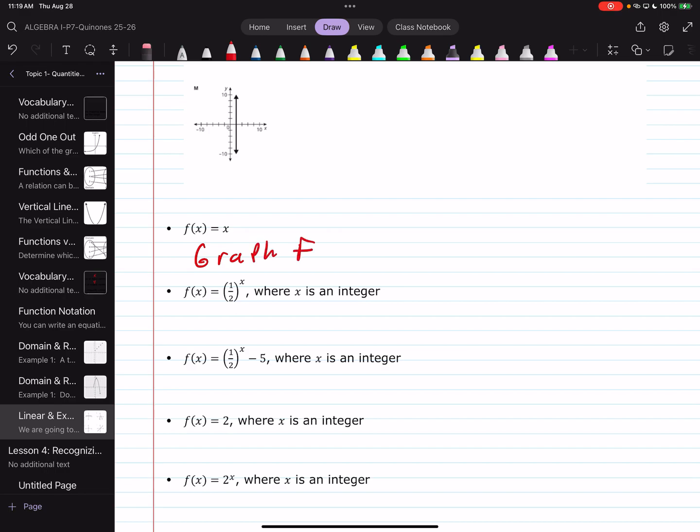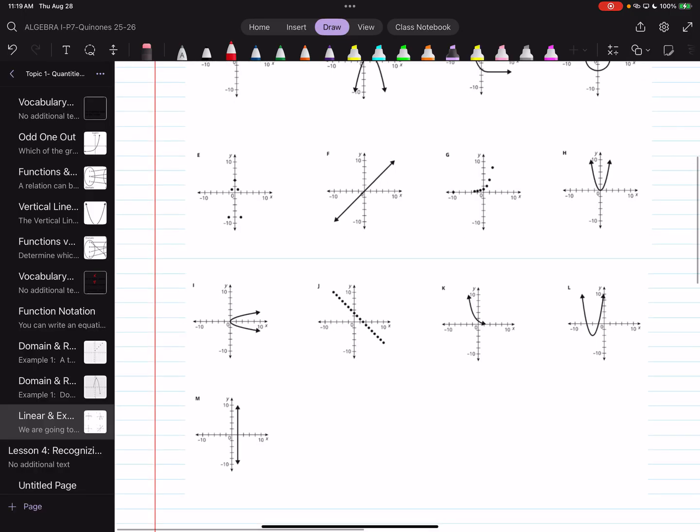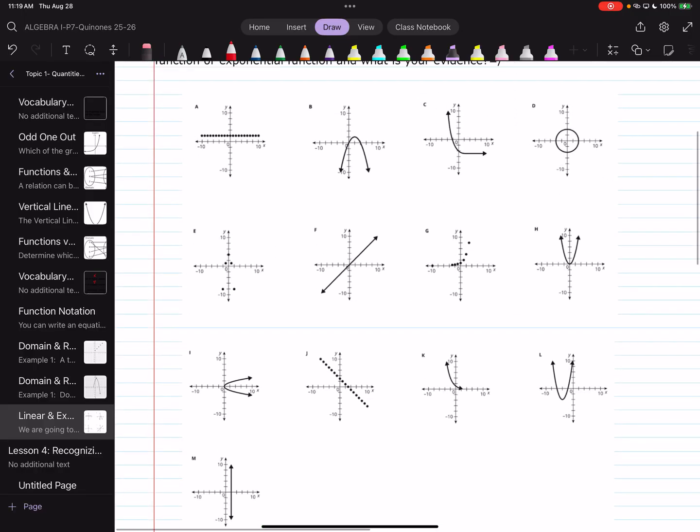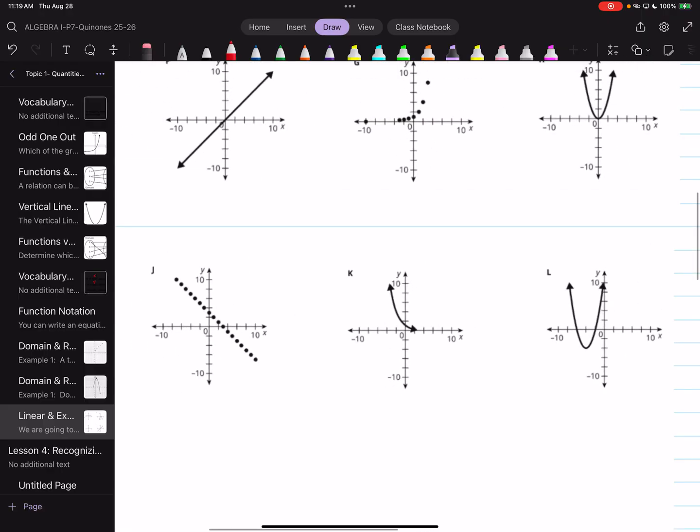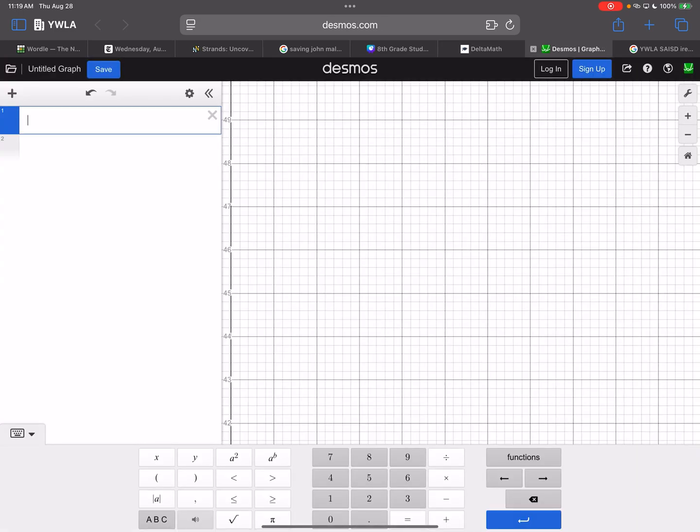Someone else, what about the next one? 1/2 times to the x power. What does it look like? Graph K. Did anybody else get something different? Let's look at it. This one's crossing the y-axis somewhere here, right? Yeah, y is equal to parentheses 1 divided by 2.